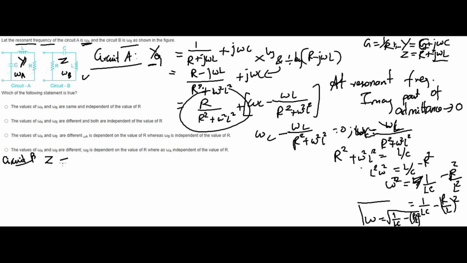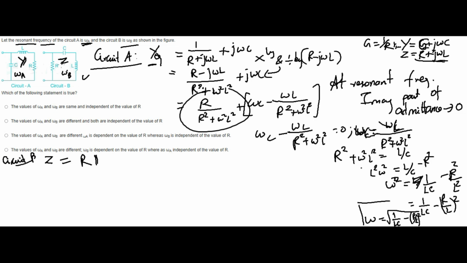Z is equal to R plus j omega L, right? R is available. Now listen here. First of all, if you consider R, you have to check the other components. R is parallel, is it right?